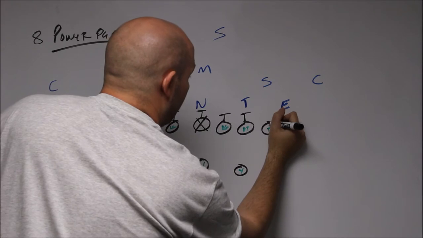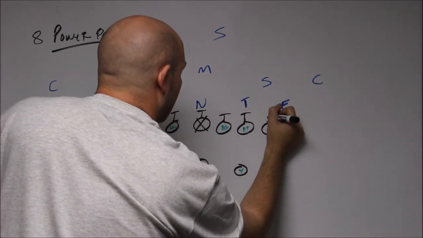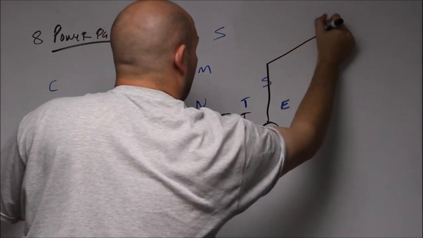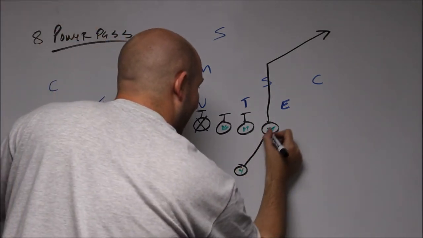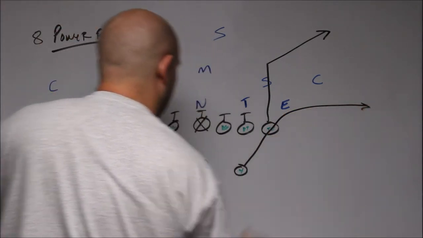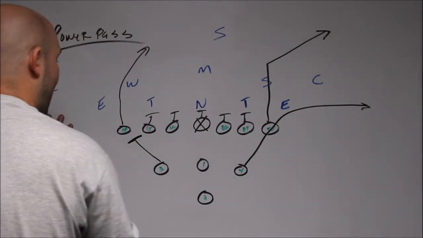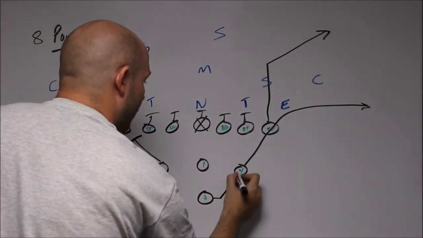Okay. Now the front side tight end, he's going to run a 10-yard corner route, okay? The four back, instead of kicking out, he's going right into the flat. The three is securing backside. The two is stepping. We're play action.